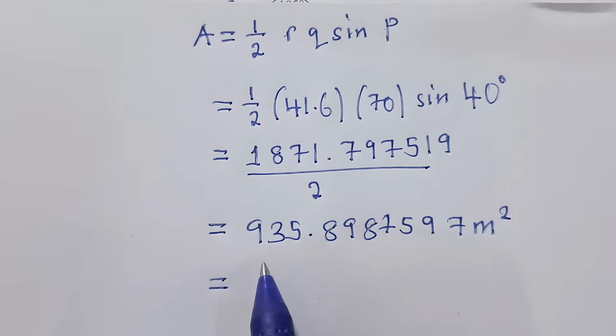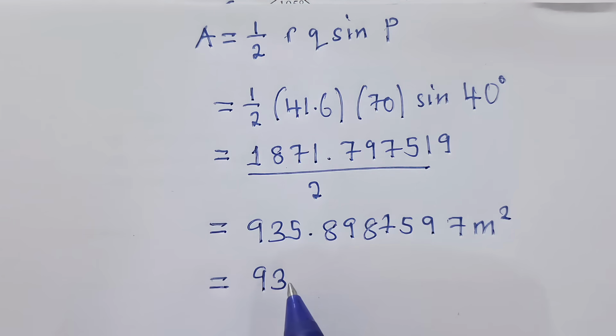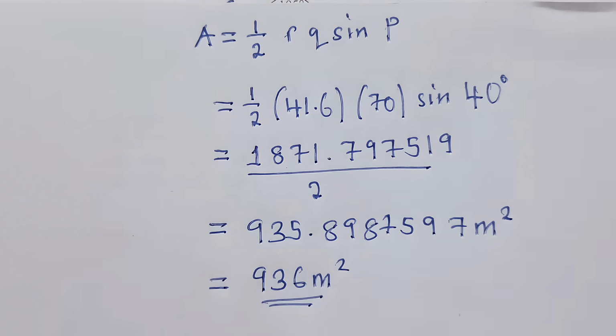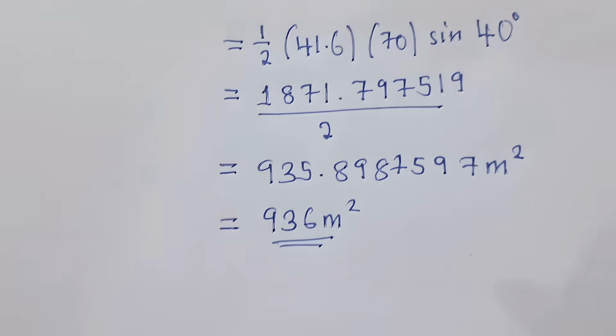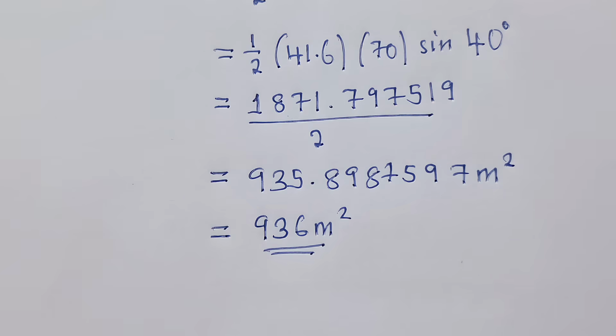So we can even round it off, or write it in 3 significant figures, and this will be 936 meters squared. This is our answer. Remember, I'm still reminding you, if you don't know how to round off, leave your answer here. It's fine, for as long as you've put the units right over here.